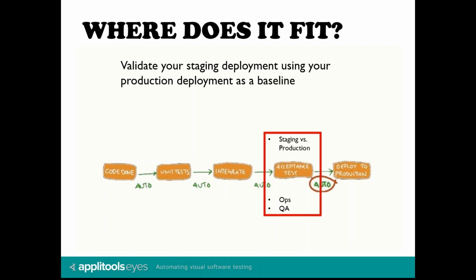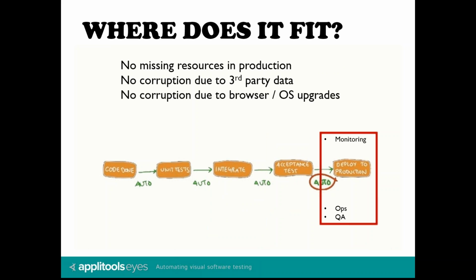At the acceptance testing stage, it's very common to validate the staging environment against the production deployment. We've already discussed that when we talked about the workflow. And there are many companies that are doing visual testing as a monitoring activity on their production deployments, and this is very useful to make sure that there are no missing resources in the production deployment. If your application shows and consumes third-party data, you can make sure that the UI does not get corrupted due to that data, and it's a very good way to identify corruptions due to browser and OS upgrades.